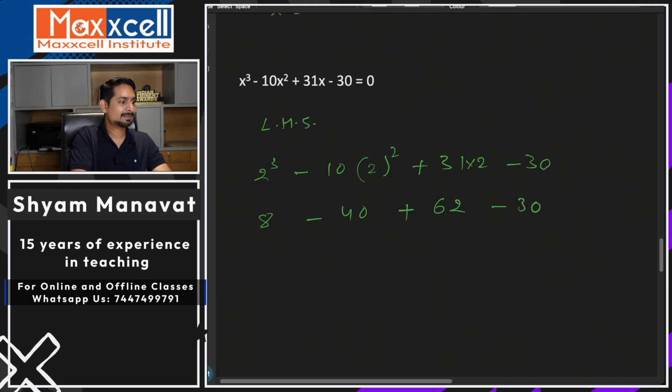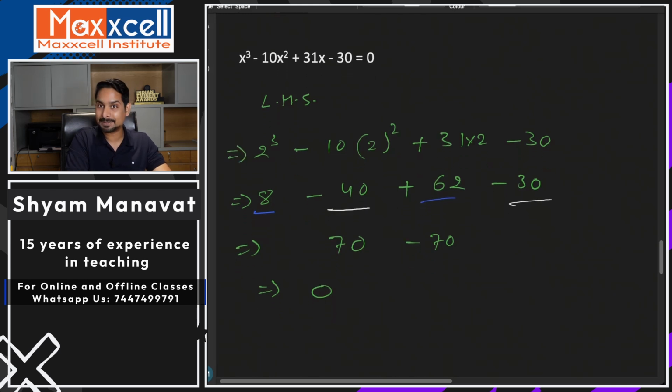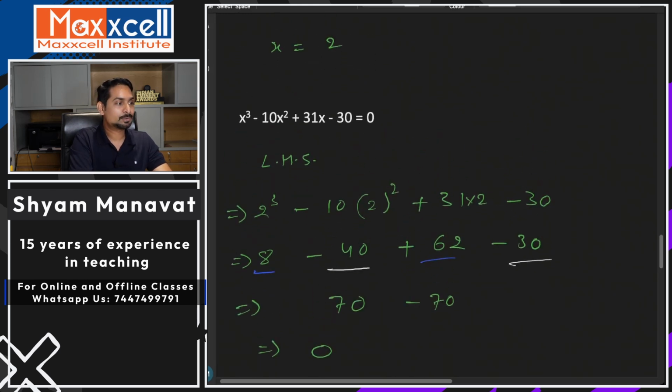Now tell me one thing, minus 40 minus 30 equals what? Minus 70. And my plus 8 and plus 62 is what? Equals plus 70. So do you get that equal to 0? Yes, you get that equal to 0. What does this mean? For x is equal to 2, we get left hand side equal to right hand side. Step number 1, we got that.